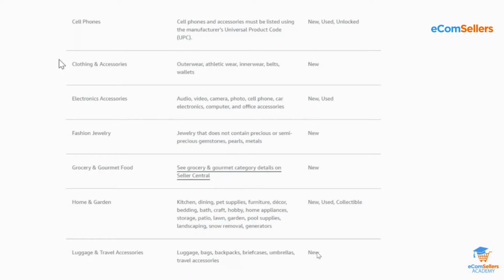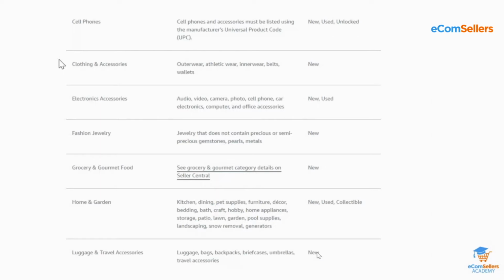So we've mentioned brands at the beginning of this whole discussion. Electronics, accessories, it says you can sell them as new and used. Fashion and jewelry says you can sell that as new. Again, there's going to be some specific things under there. I'm just giving you the ones that I already know. There's some extra stuff you're going to have to do.